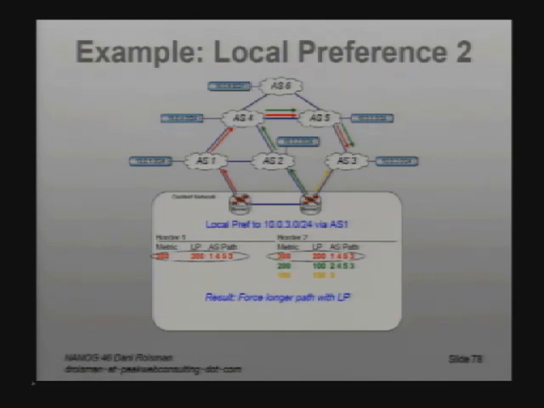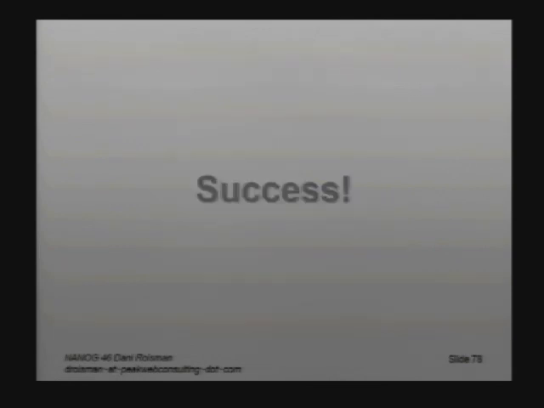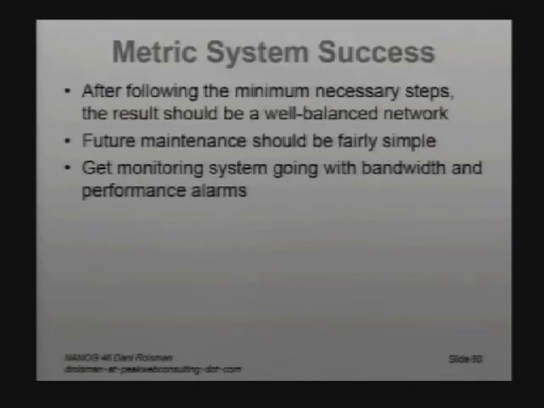Using the metric system, no matter how hard you try, you will never get it to go out AS1 because it's a much shorter path to AS3. Go ahead and increase that local pref to 200 when you hear the route from AS1. Just send traffic all the way around. By this time, you should be successful. Your metric system's working, you're having a great day, you went out to Starbucks, you came back and you played some WoW.